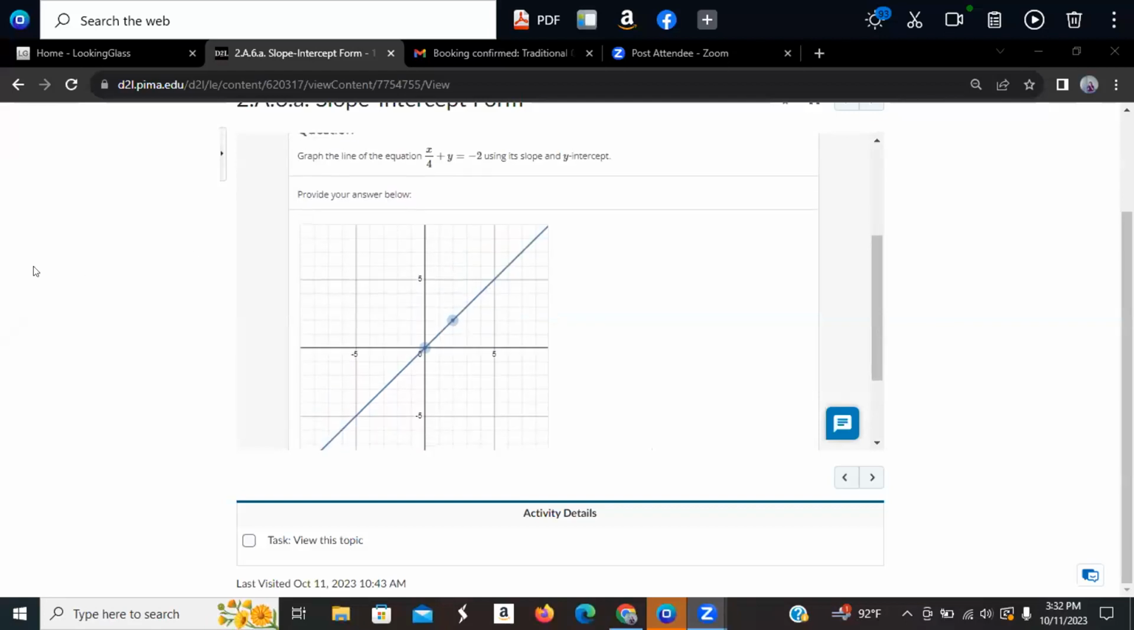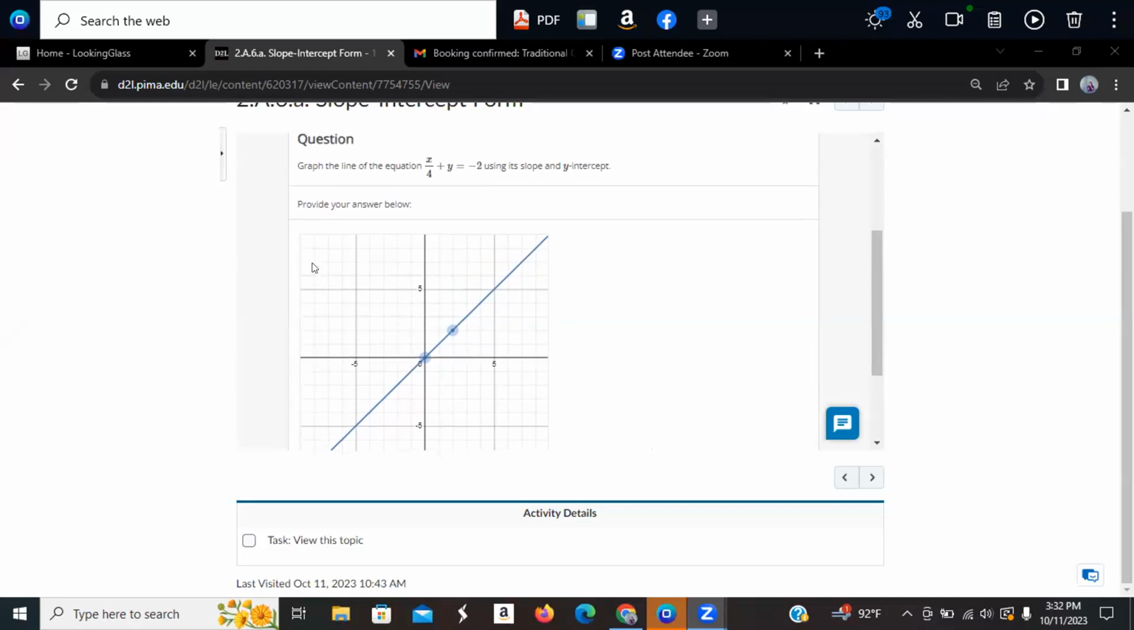Okay, so this one is really similar to the last one. What I'd like you to do, if you're comfortable with it, is to get rid of that fraction like we did in the previous problem, and then solve for y.